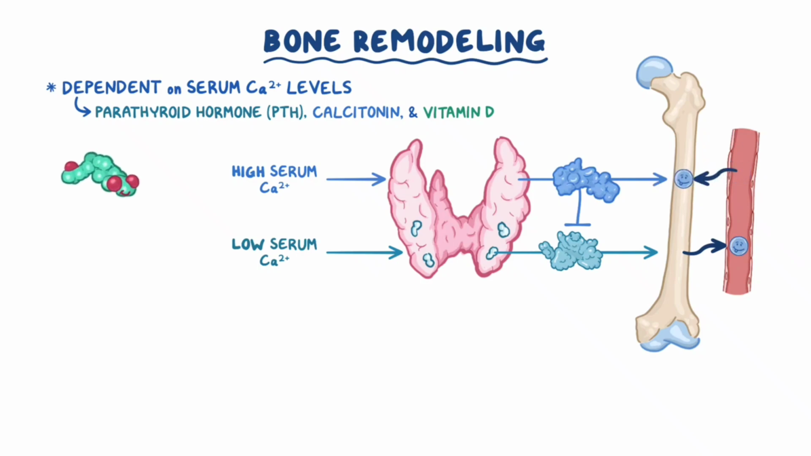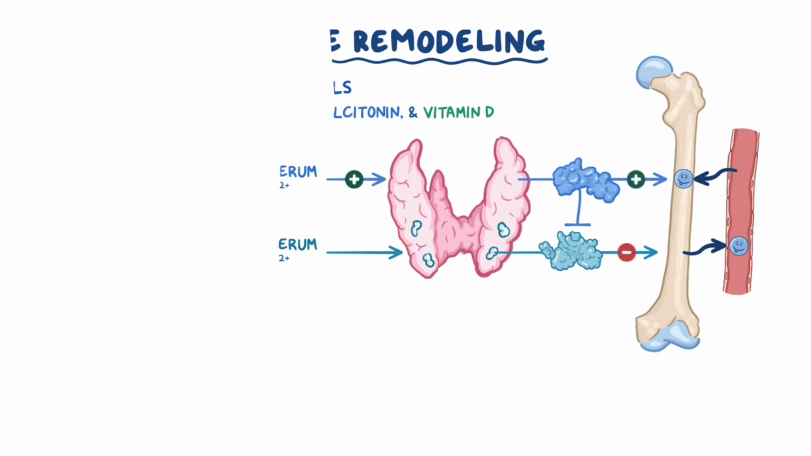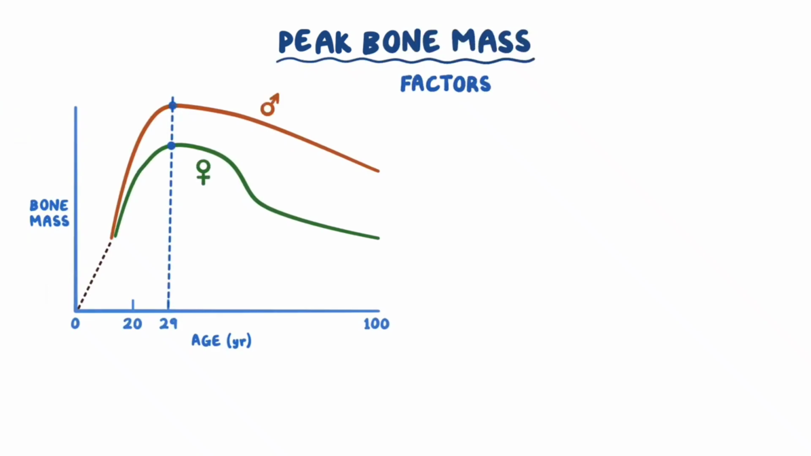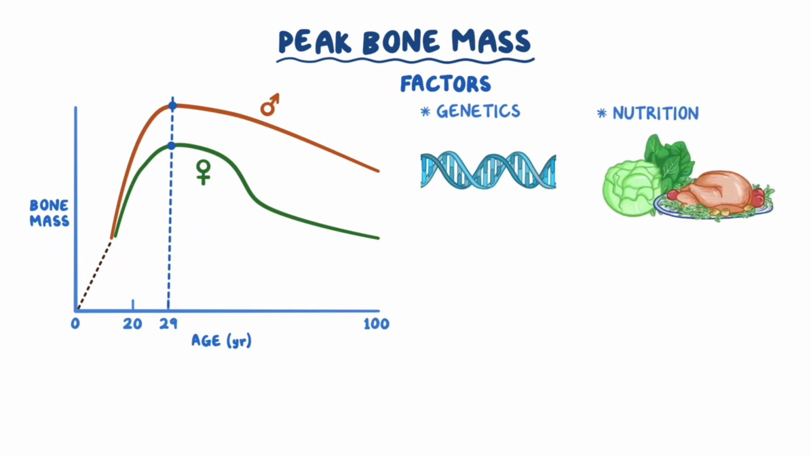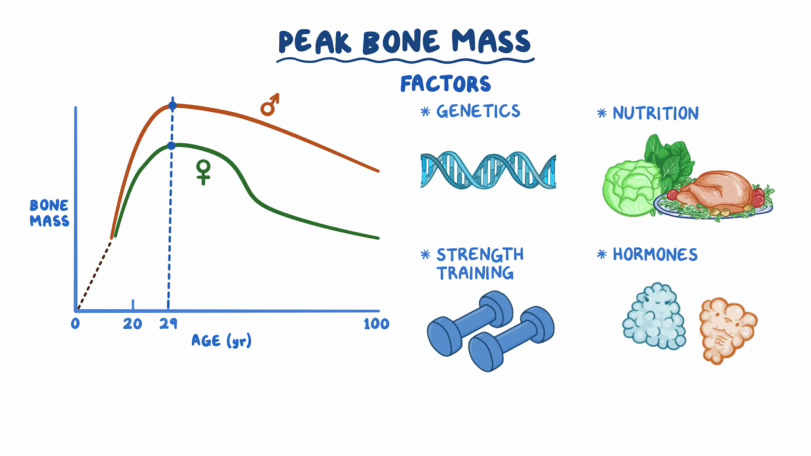Finally, vitamin D promotes calcium absorption in the gut, so it increases serum calcium, promoting bone formation and decreasing bone resorption. The balance between these regulatory factors results in a peak bone mass, usually by age 20 to 29, and this usually occurs earlier in females than in males. Factors that determine the peak bone mass are genetics, and nutrition, meaning adequate vitamin D intake increases bone peak mass. Finally, strength training increases peak bone mass, as well as hormones like estrogens and androgens that inhibit bone resorption.